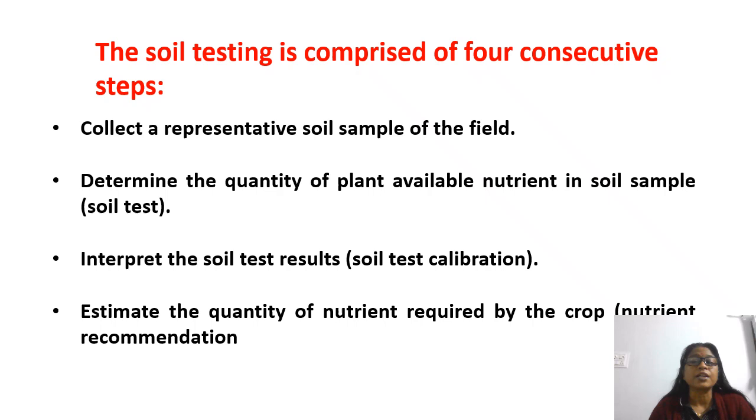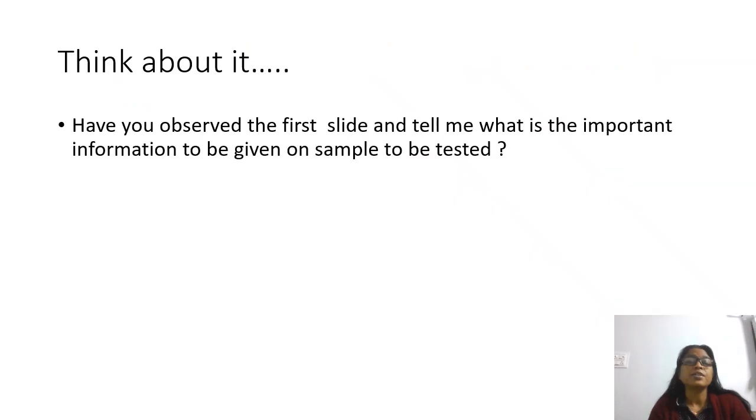Now, when we talk about soil testing, there are very simple steps we have to go through. Firstly, we have to collect the samples from the field in a proper way. There are proper steps for it, to determine the quantity of plant nutrients available for soil sampling. Then interpreting the soil test results, that is, we have to do the soil test calibrations. We have to estimate the quantity of nutrients required by the crop. That means we have to tell the farmer which nutrient is required by that crop, and according to that we have to recommend the solution for it. These are the very important steps.